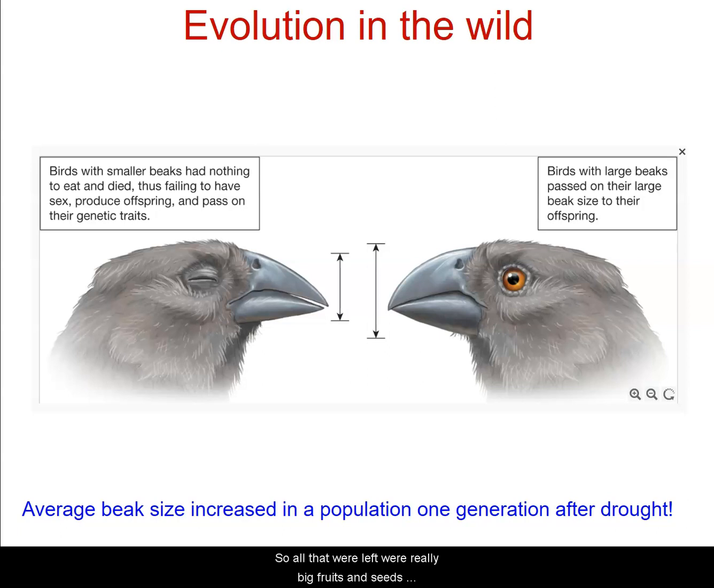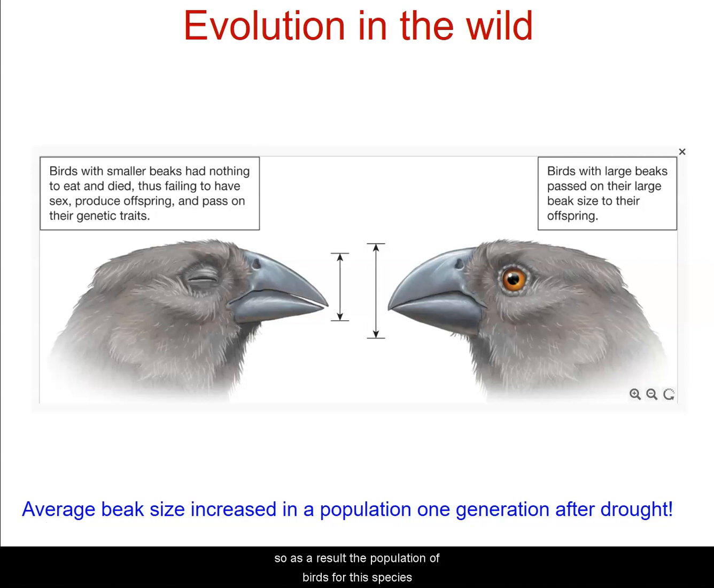So all that were left were really big fruits and seeds that the larger-beaked birds, like the one on the right, could take advantage of. As a result, individual birds in a population with smaller beaks died. They did not survive and they did not reproduce. But those with larger beaks did survive and did reproduce.